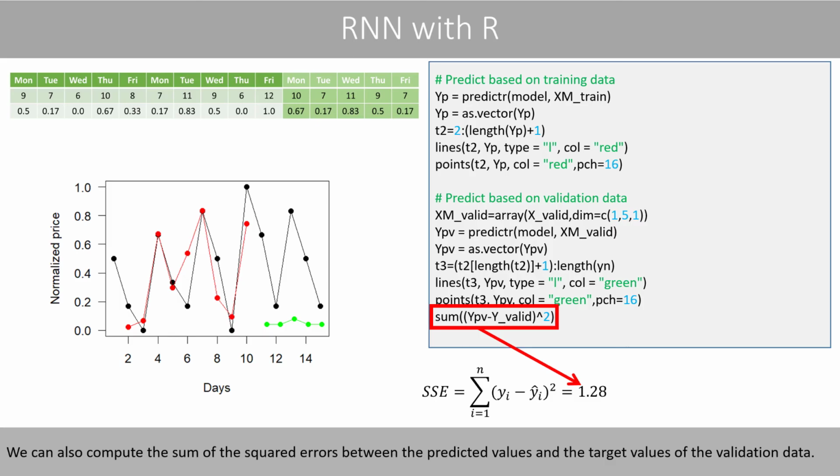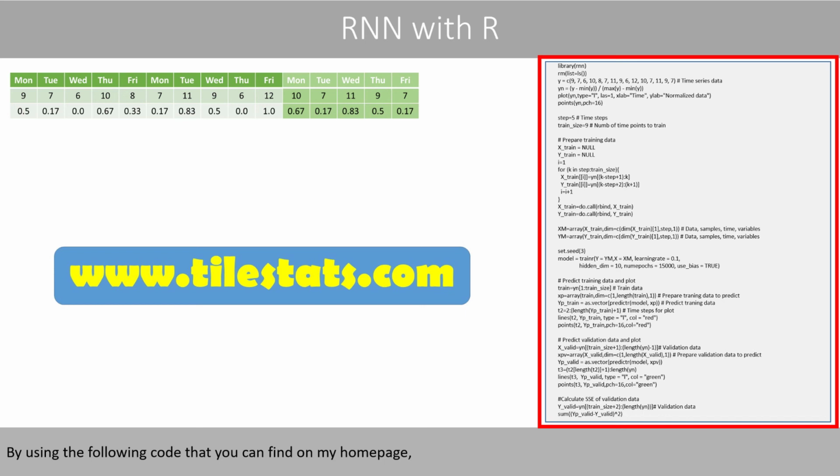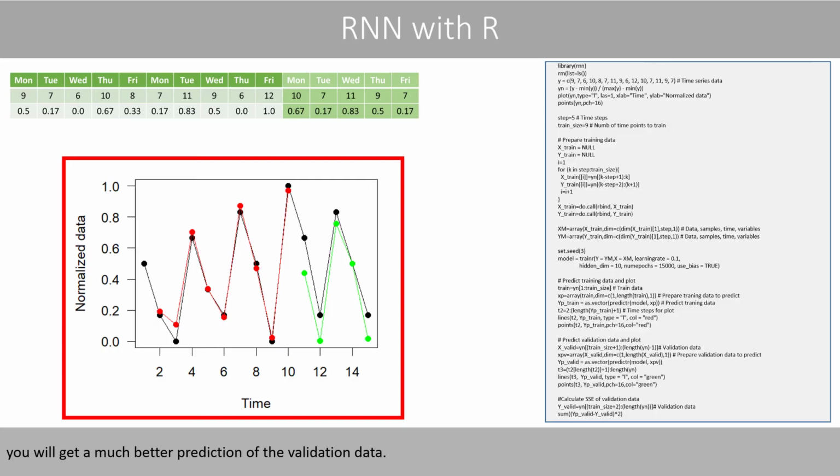We can also compute the sum of the squared errors between the predicted values and the target values of the validation data. The network that we have created is clearly not appropriate to be useful since it cannot predict the validation data. By using the following code that you can find on my homepage, you will get a much better prediction of the validation data.